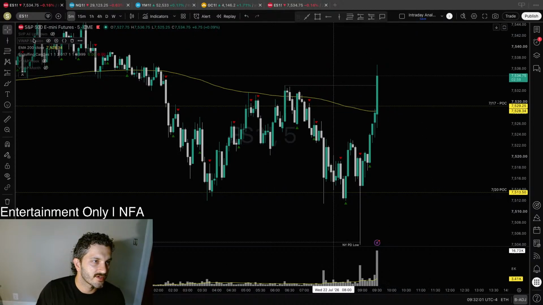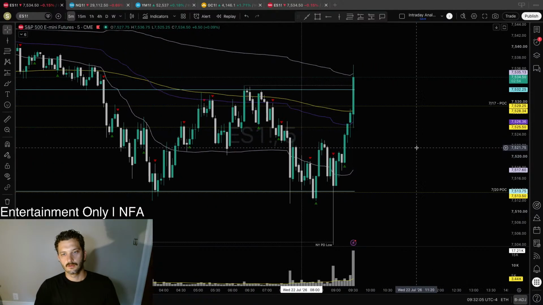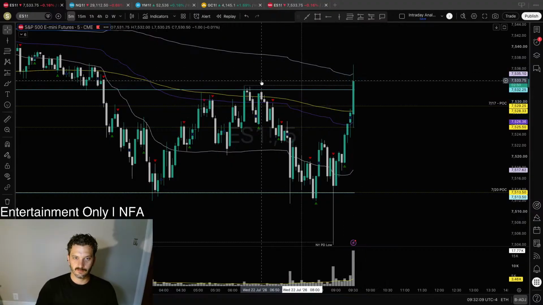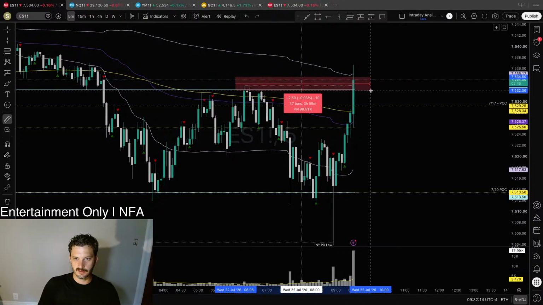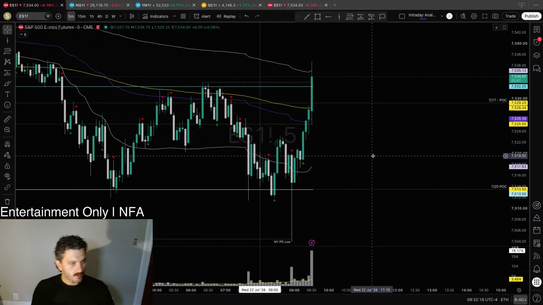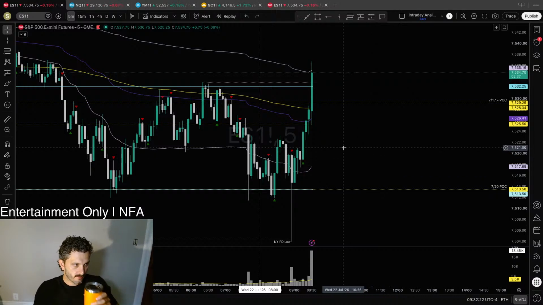Strong push above here. Let's see what happens. I'm thinking this could just be a push up. We took this high, and we could see a rejection back down. So we'll just have to wait and see, but that's what I'm thinking so far.